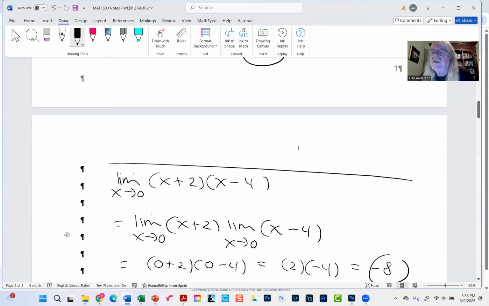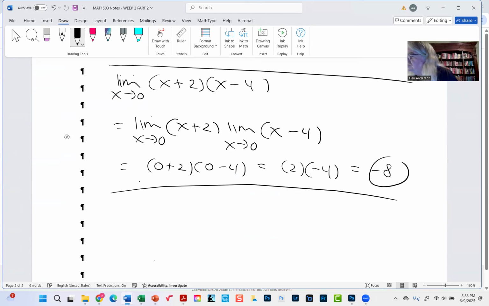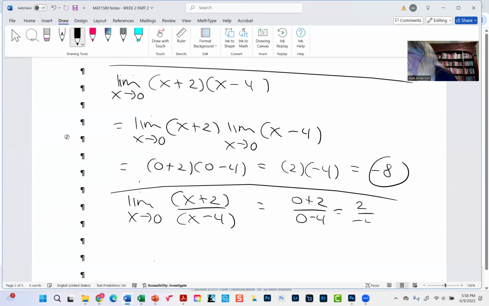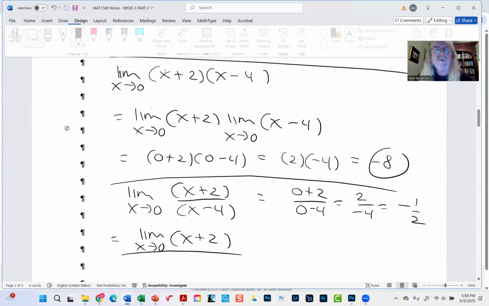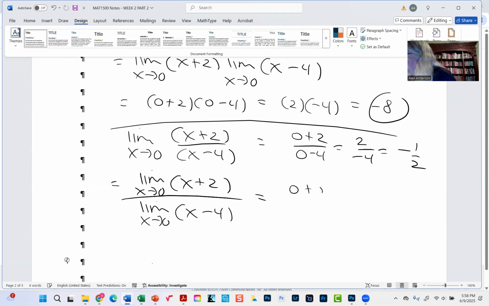And then, of course, the same thing holds for division, as long as we don't end up with division by 0. So if I were to take instead something like this, I could solve for it with direct substitution. Or I could rewrite it as the limit of x plus 2 over the limit of x minus 4. In both cases, as x approaches 0. Of course, we get the same thing.